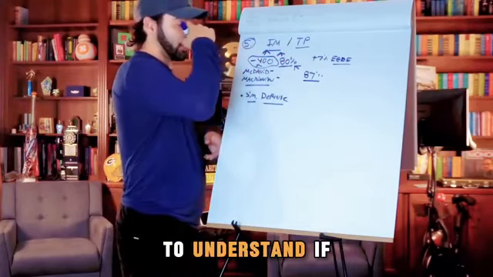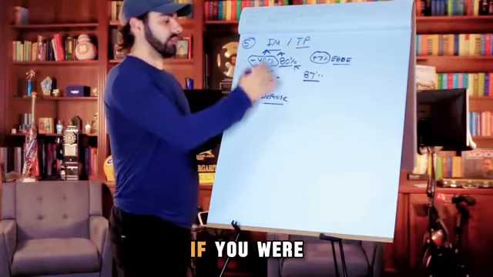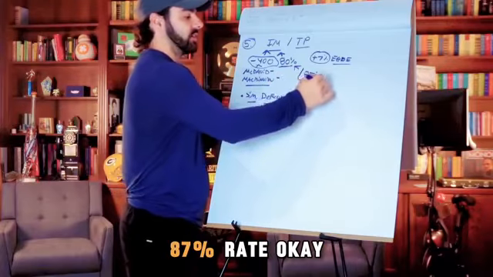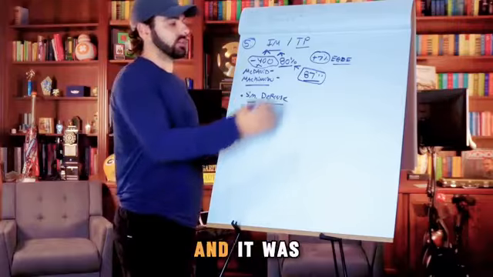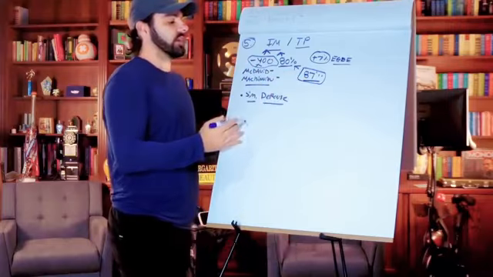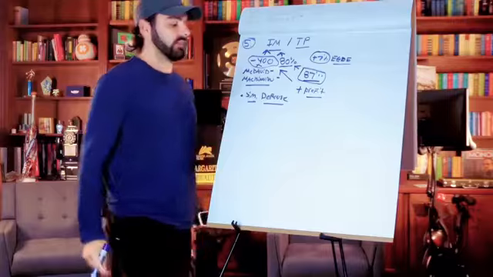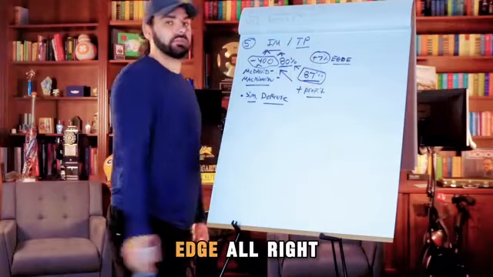But you have to understand, if you have a 7% edge here, what that means is if you were to play this time and time again, and it just keeps hitting at an 87% rate, okay? If you were able to find this play throughout the whole entire season and it was hitting at an 87% rate, you would make profit even at this number. Even at that number, you'd still make profit because you have a 7% edge.